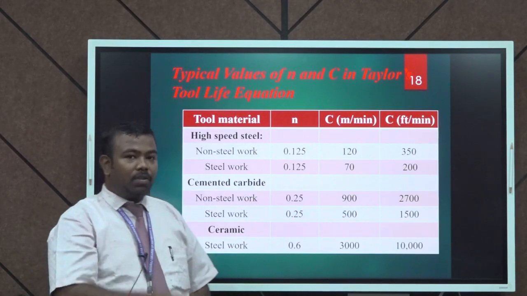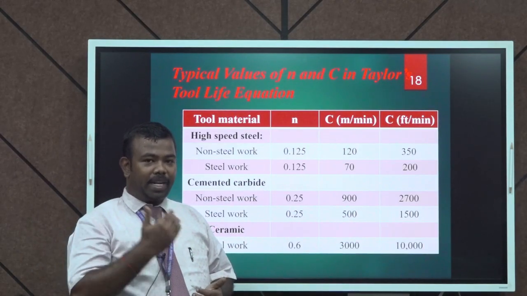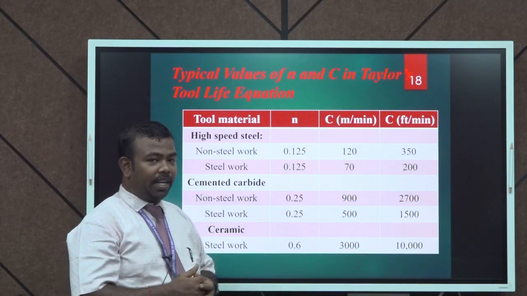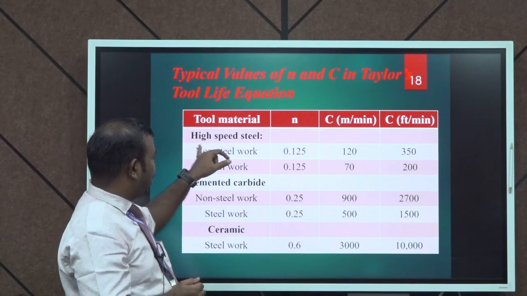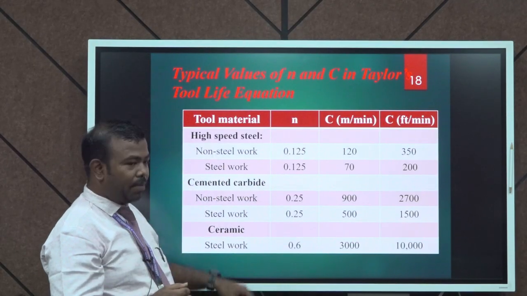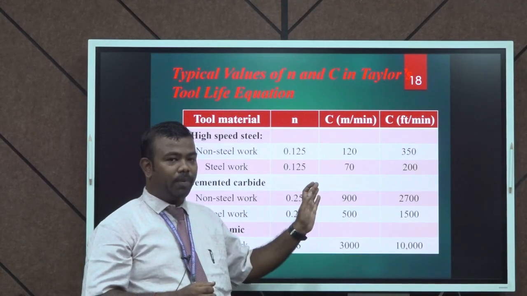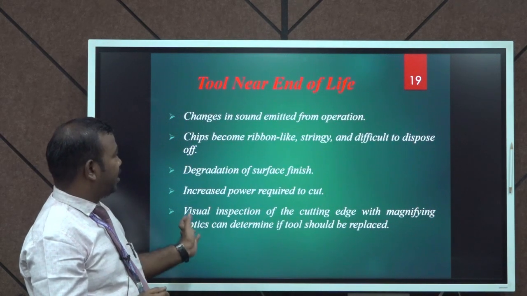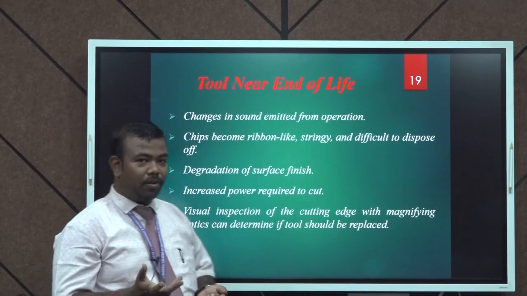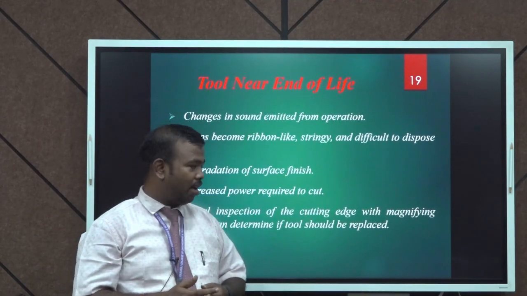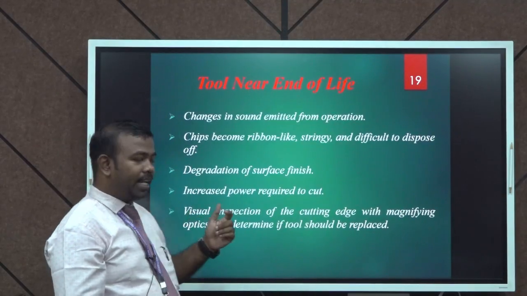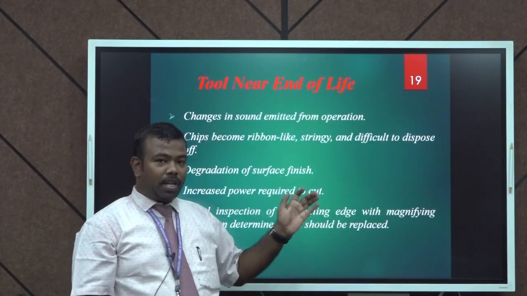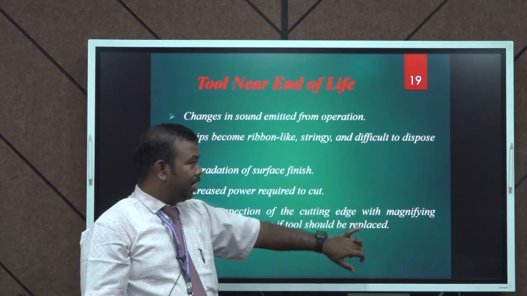This table shows the various materials corresponding to the tool life equation and the numerical values of the constants C and n. For high speed steel and cemented carbide tools, it depends upon the tool material and cutting speed. Near the end of tool life, the sound changes during the operation. It can be observed by the operator during working, and the motor current increases when requiring a single cut.